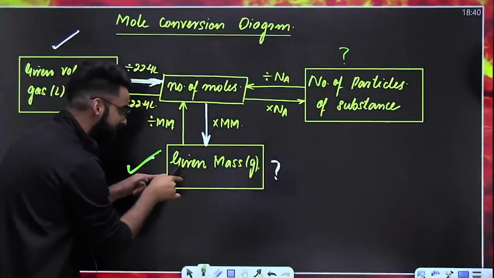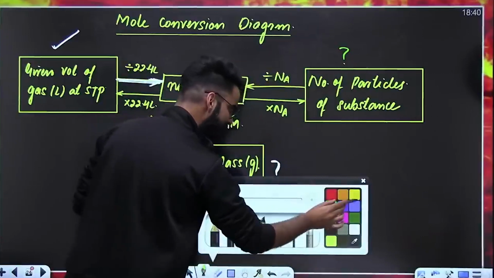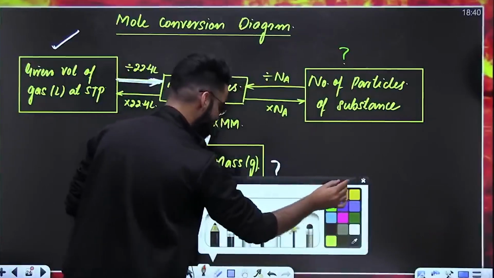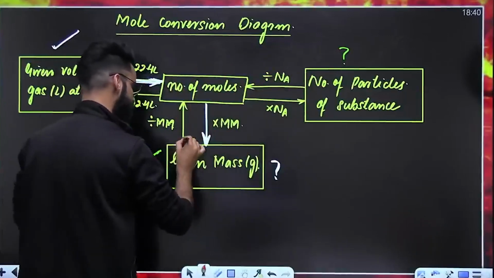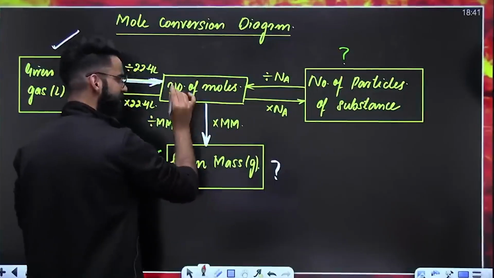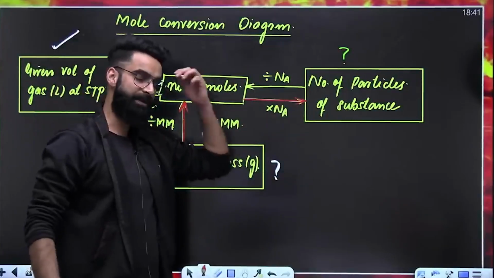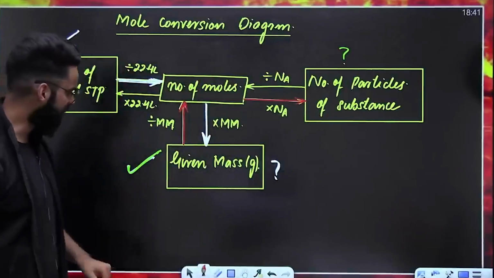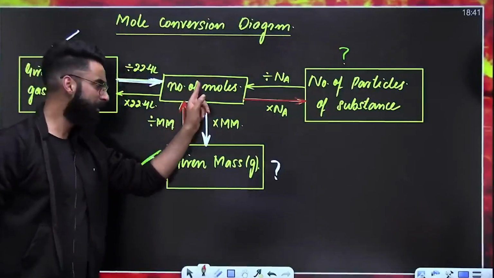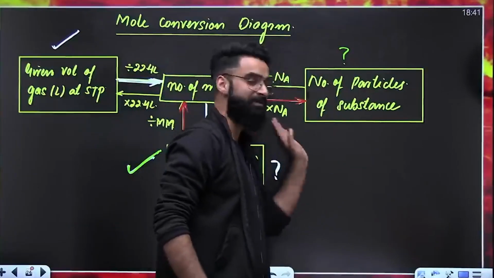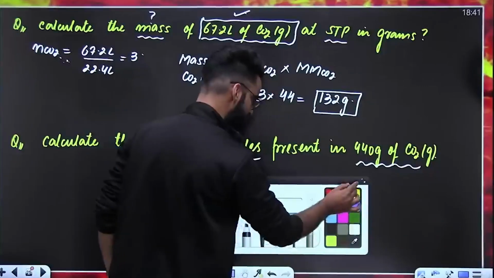So I will be starting from mass and I will have to reach the particles. Whatever arrows will take me from mass to particles, I'll be following them. First, this is the arrow which I'll be following. Second, this is the arrow which I'll be following. Then only I'll reach from mass to particles. So how many steps? Two steps. First step, given mass divided by molar mass of the substance gives me moles. Moles multiplied by Avogadro's number gives me the number of particles of the substance. So two steps are there.